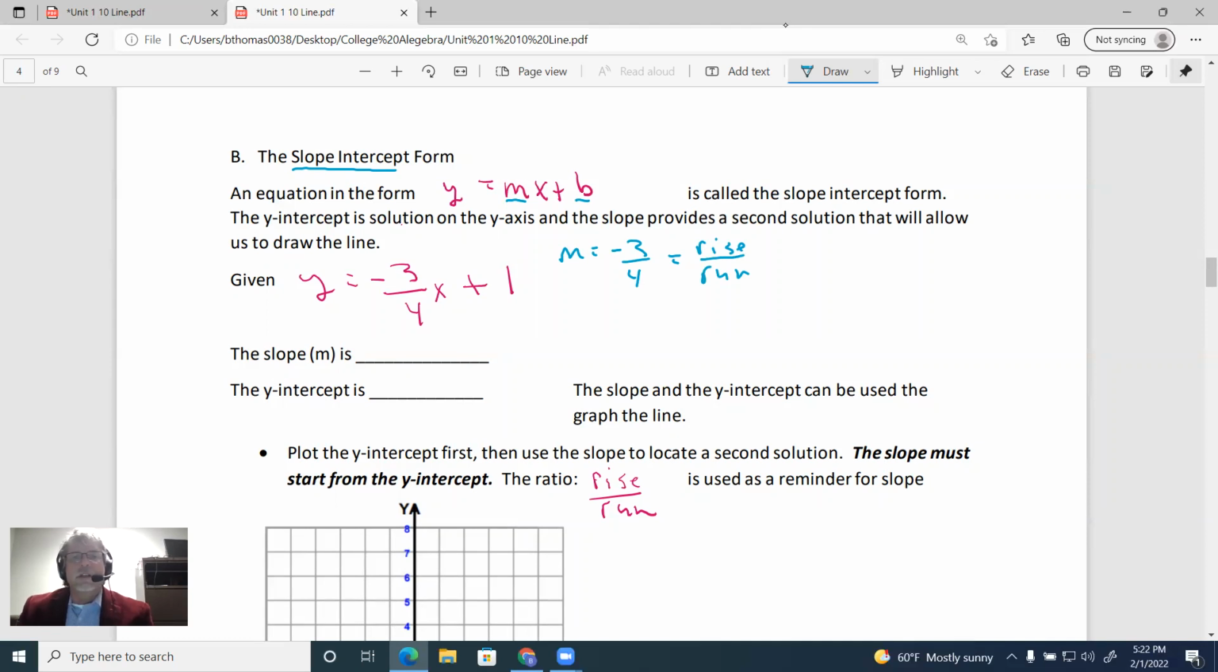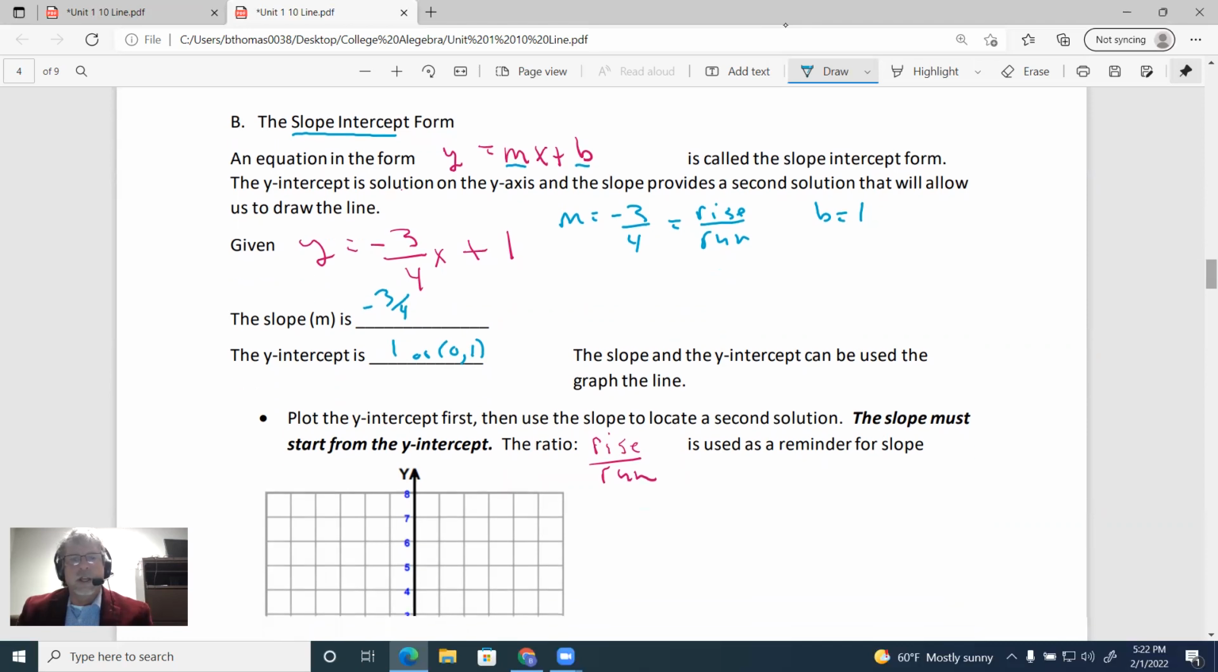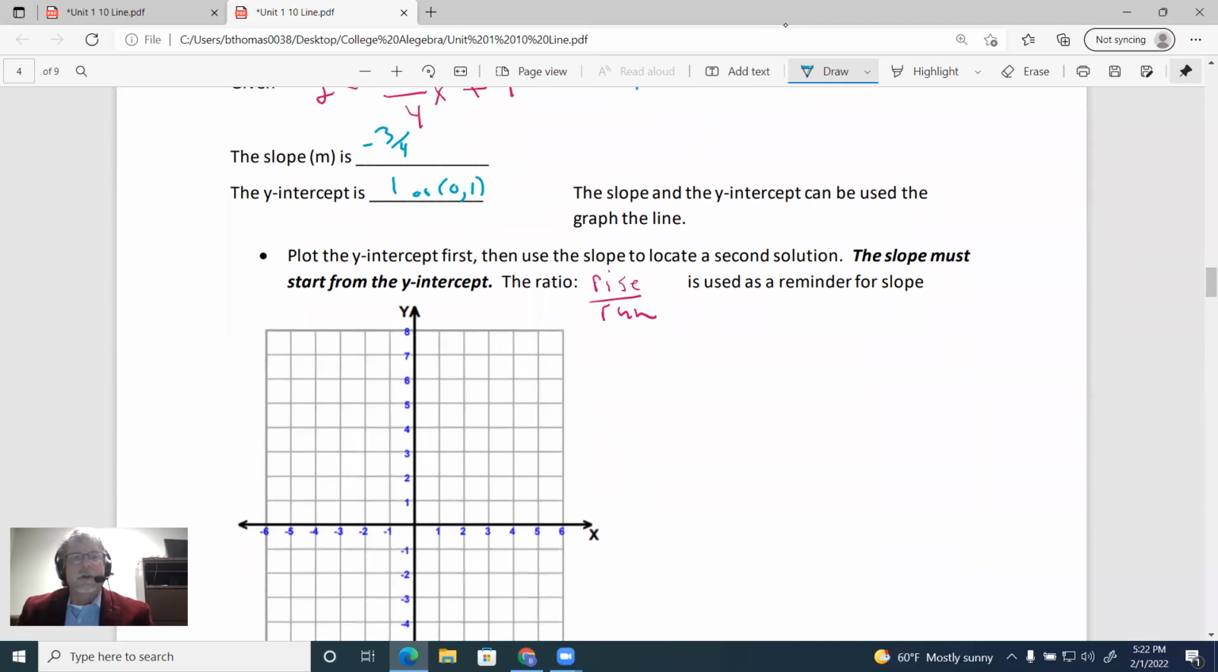And notice how the 1 is actually our y-intercept. The b is equal to 1. That's going to represent our y-intercept. So again, the slope is going to be this -3/4, and this y-intercept is going to be 1. Or we also can write it as an ordered pair, 0, 1. So either way, 1 or 0, 1. So the slope and the y-intercept can be used to graph the line. So if I go down here to the graph, notice how to graph this, what I do is I just graph the y-intercept first.